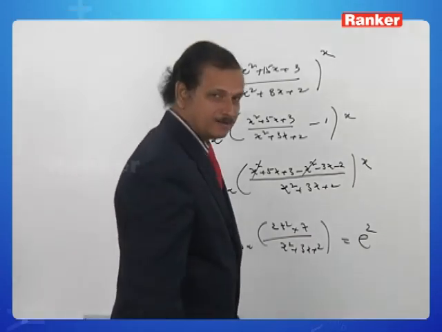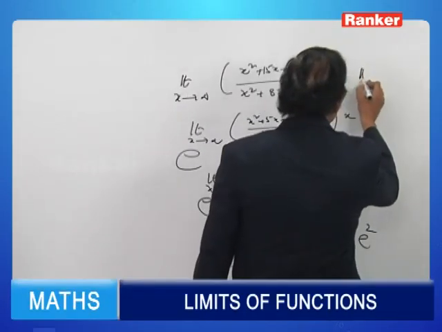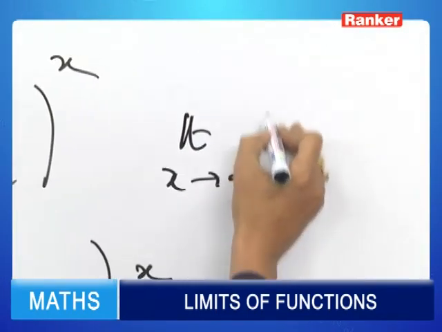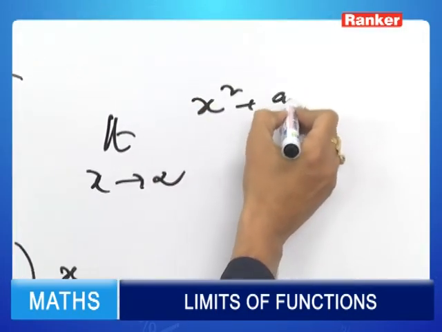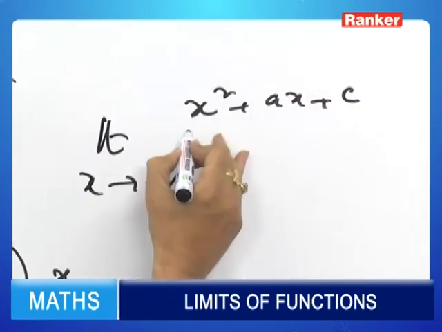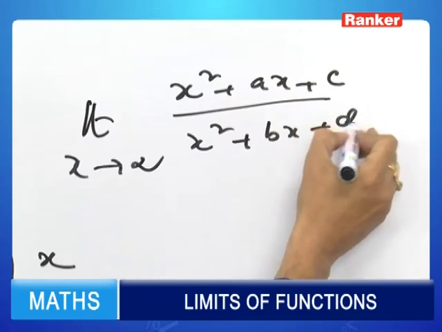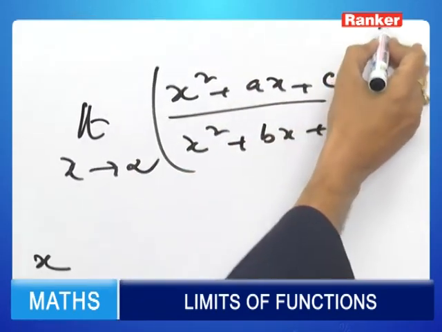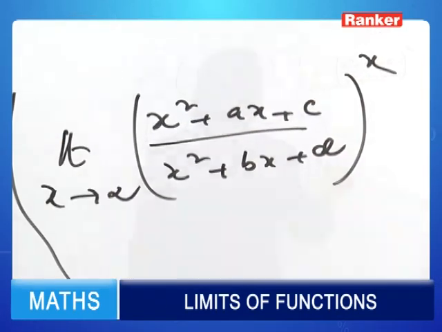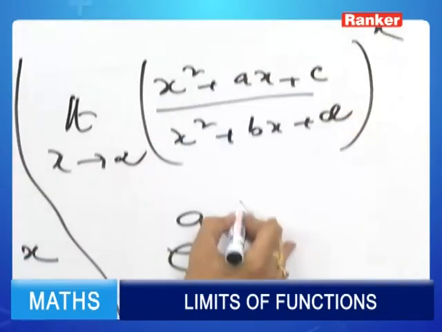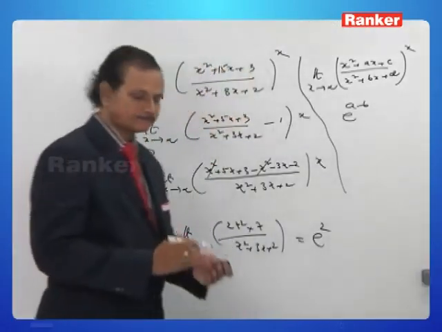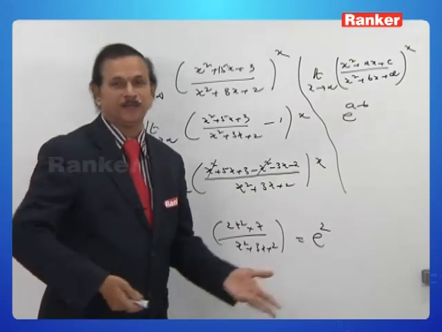And let me now try to generalize this. Limit as x tends to infinity of x square plus ax plus c by x square plus bx plus d whole to the power of x. How can you simplify this? It is just nothing but e power a minus b.